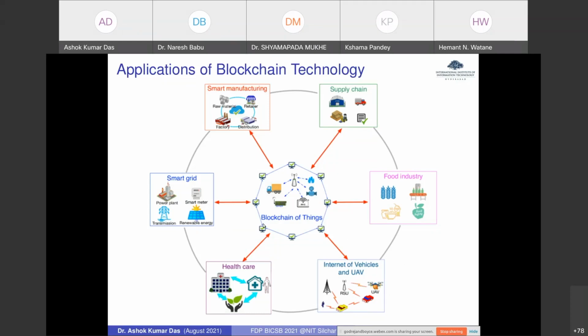areas. For example, we can apply it in the smart grid, healthcare applications, Internet of Vehicles or Internet of Drones, where drones are known as unmanned aerial vehicles. It can also be used in the food industry, supply chain management, smart manufacturing, and so on. Due to this, a new name has come, just like Internet of Things. We now have a name: the blockchain of things.